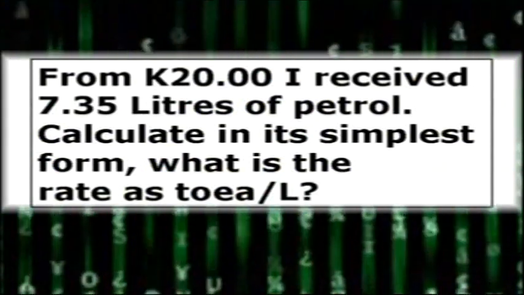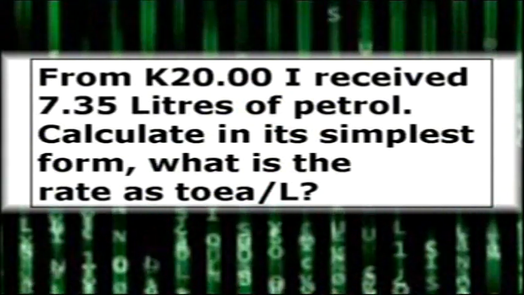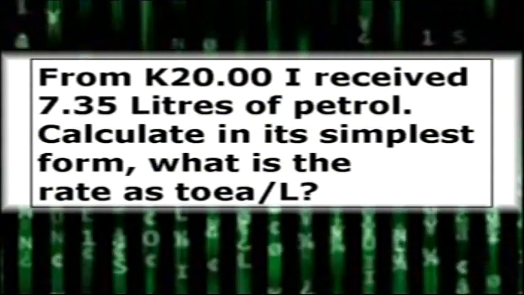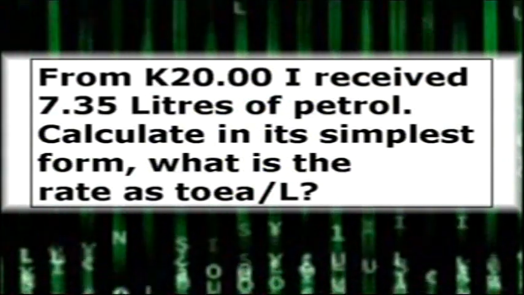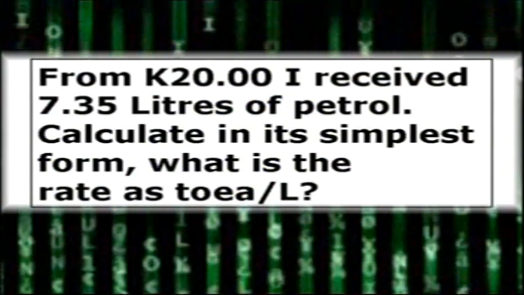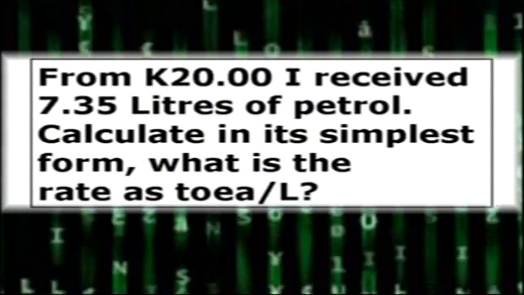To simplify rates, multiply or divide both terms by the same number as in ratios. When using a rate, we must show the units. Rate is expressed as quantity per one unit over another.